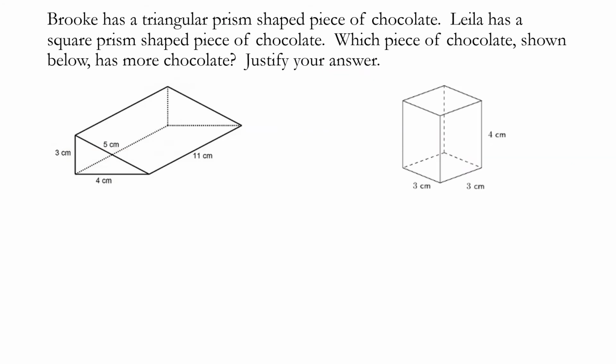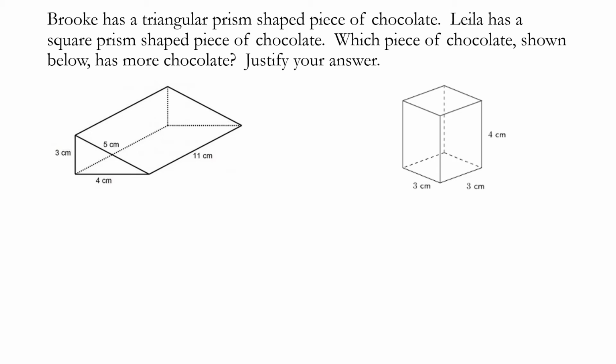Alright, so this one says, Brooke has a triangular prism-shaped piece of chocolate. Layla has a square prism-shaped piece of chocolate. Which piece of chocolate, shown below, has more chocolate? Justify your answer. So thinking about this, the chocolates are solids, so we're talking about the volume. Because we don't want to know the covering, we want to know the inside, which is how much chocolate is total. So since it's talking about the inside, we're talking about volume.